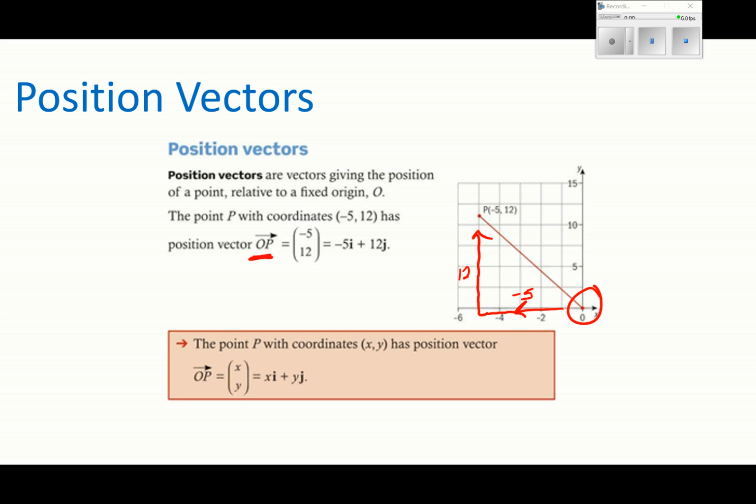So the point P with coordinates (x, y) has a position vector, again represented with that origin O. So O to some point P, we can represent in column form, or we can represent in unit vector form.